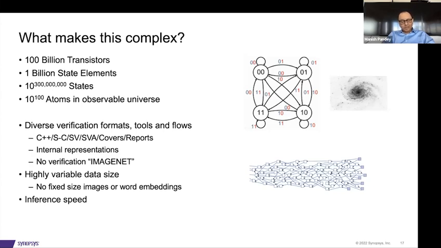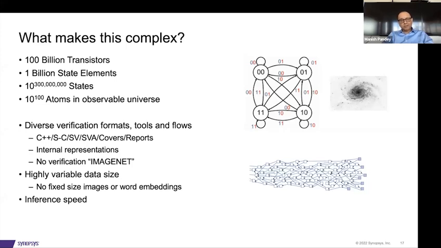Now, unlike many of the large, well-known, popular problems, there's no verification ImageNet, there's no verification SQuAD, so there's no standard labeled data set that we can refer to. So one of the things very common in EDA is that, of course, we still use supervised learning, but we have relied a lot on unsupervised and reinforcement learning to solve some of the hard problems that I'll be talking about shortly.